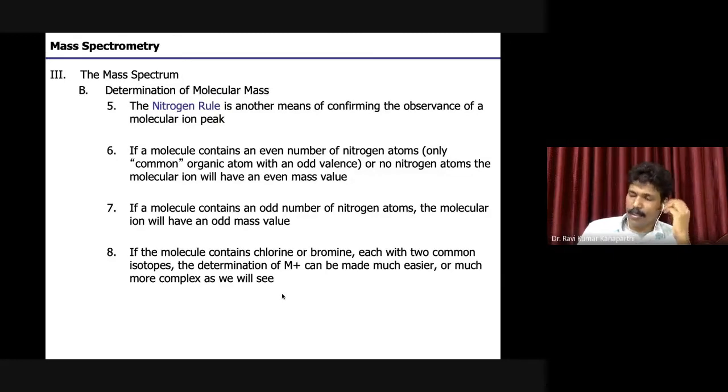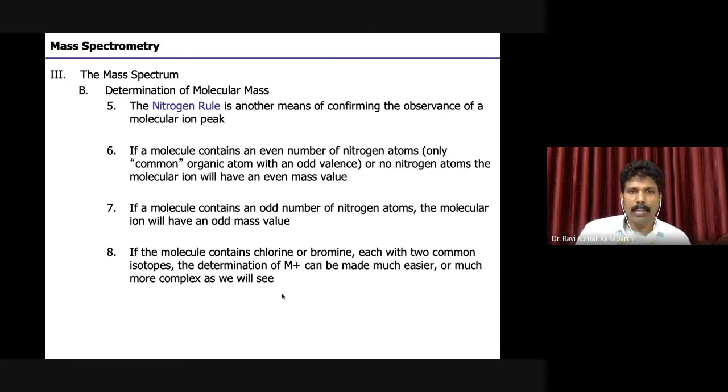CH2 means 14, so 14 plus 14 is 28, and the 2 nitrogens are 28. 28 plus 28 is 56, and 56 plus 64, which came from the 4 oxygens, is definitely an even number. So an even number indicates that there are 2 nitrogens. We know that we started with 2 nitrogens, and therefore the molecular weight is an even number.